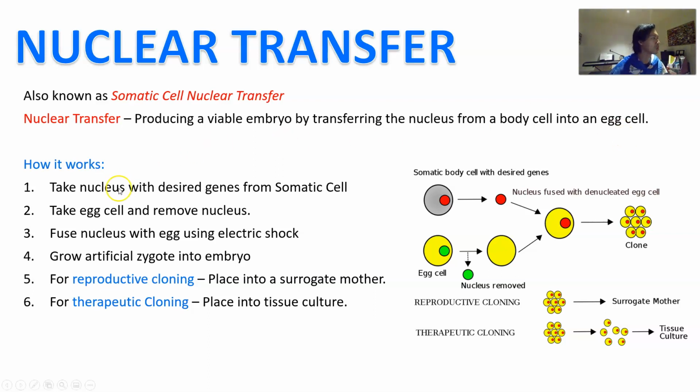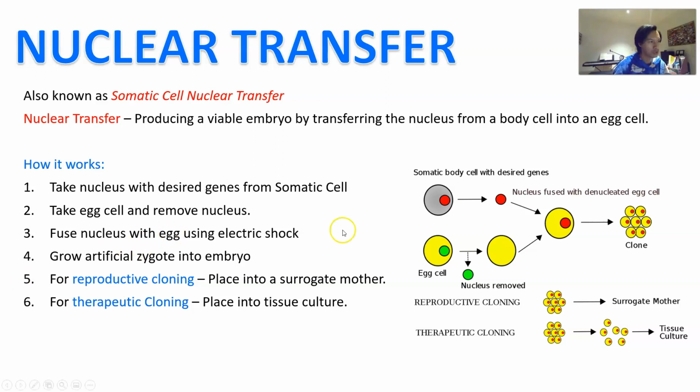You take the nucleus with the genes you want from an existing somatic or an adult body cell, like a skin cell or a tissue cell. Then you take an egg and remove the nucleus from that egg. And then you fuse the nucleus of the cell you want with the egg that's now emptied of its nucleus using an electric shock, which sounds like something out of science fiction. And then you grow an artificial zygote into an embryo as a result.